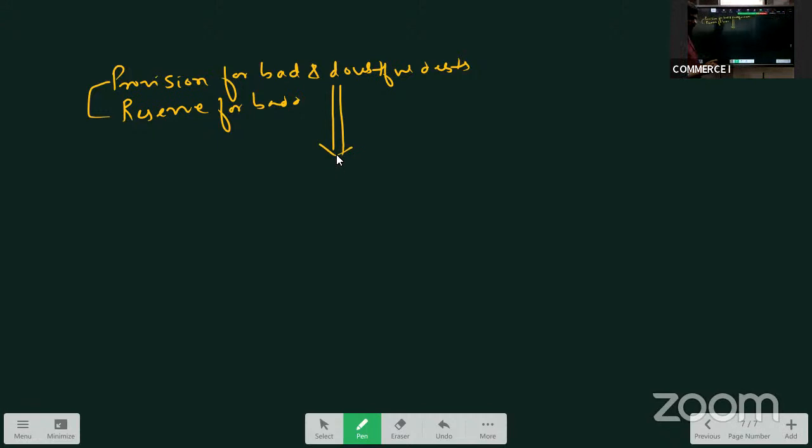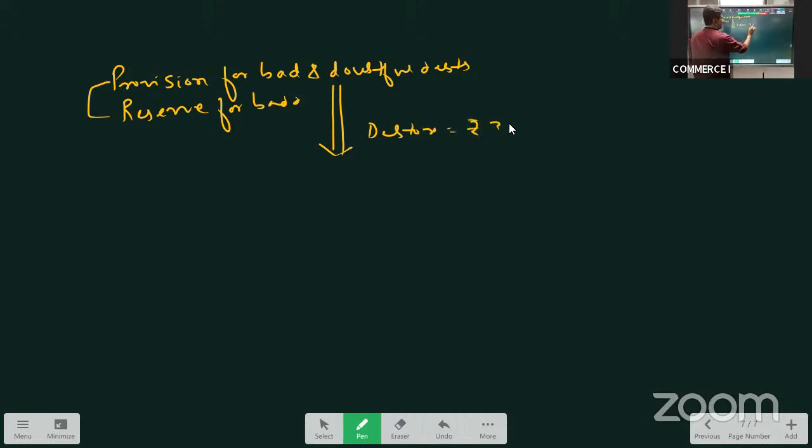Bad debts, what are bad debts? Bad debts are actually the amount which we couldn't realize. It is an amount which is gone, right? But provision for bad debt is in anticipation of a loss. We are creating a provision. We are anticipating that so much percent of debtors may not be realized. How do we do that? We do it out of our past experience.